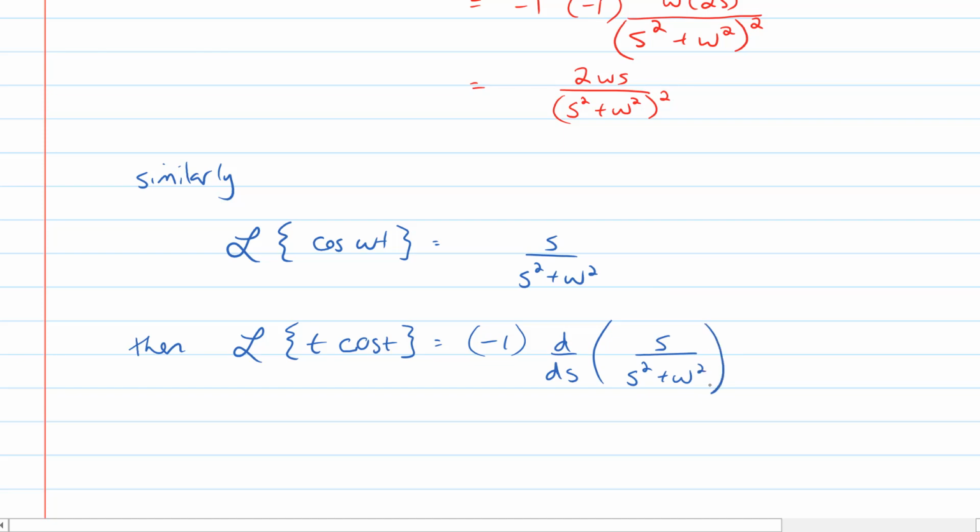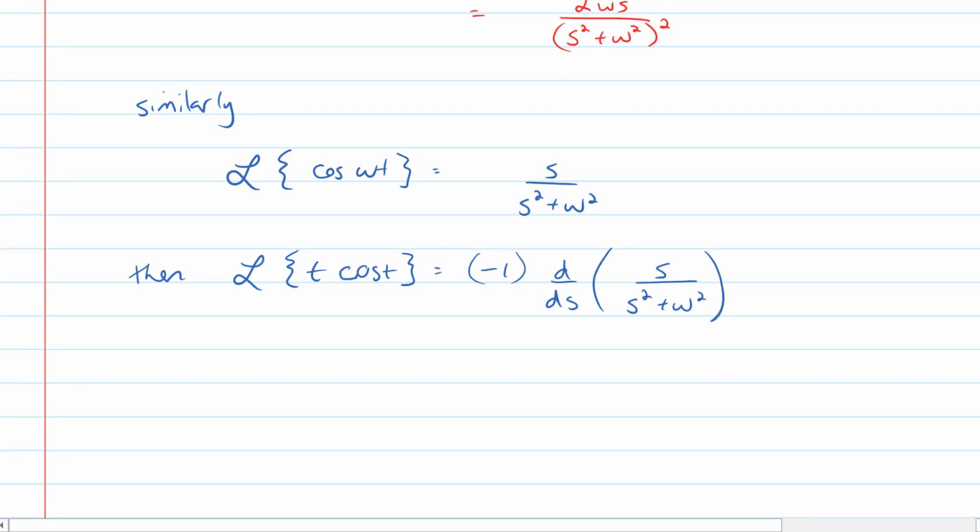And of course this one's substantially more annoying because it is a quotient. And so using the quotient rule, we're going to have the denominator, s squared plus omega squared, times the derivative of the numerator, which is 1, minus the numerator, which is s, times the derivative of the denominator, which is 2s, all over s squared plus omega squared, the denominator, squared.